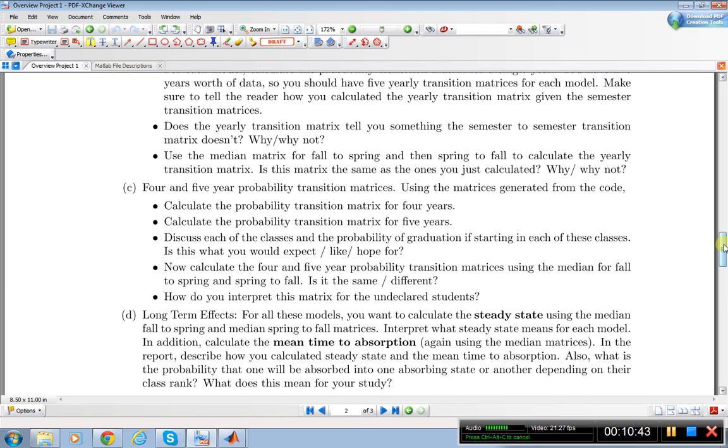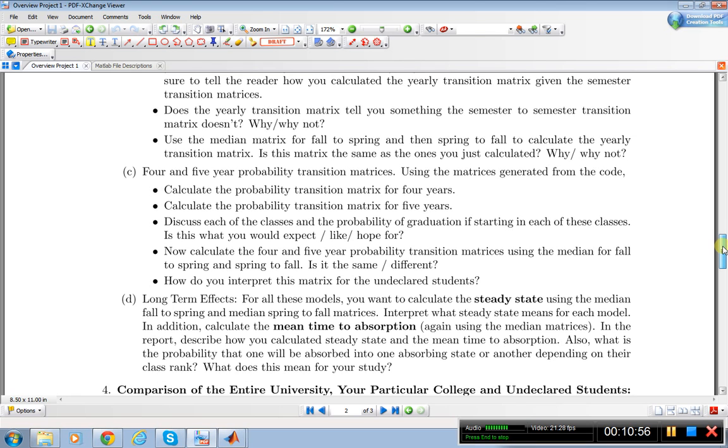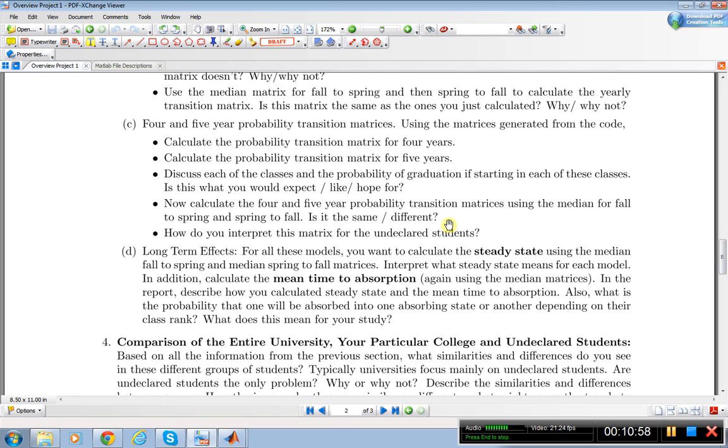Is this what you would expect? Is this what you would like? Is this what you would hope for if you were a university official? So now you do this also with the exact matrices and with the median matrices. And then how do you interpret what you get if you do this for undeclared students versus the college or the university?